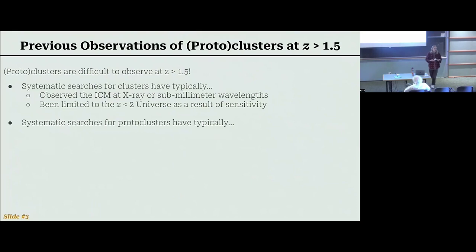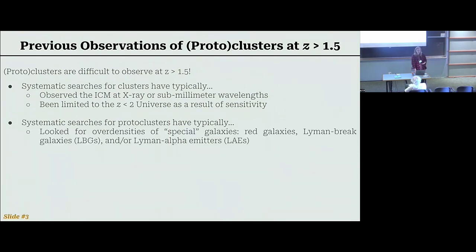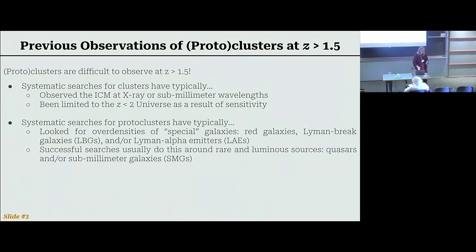Systematically searching for protoclusters relies on different things. And just so we're on the same page, when I say protocluster, I'm referring to this extended overdensity of galaxies beyond redshift 2 that would eventually evolve into a galaxy cluster by redshift 0. So when you look for these things, you typically look for overdensities of galaxies, typically special ones: red galaxies, submillimeter galaxies, Lyman breaks, Lyman alpha emitters. And people have typically searched for these around rare and luminous sources, such as quasars or submillimeter galaxies, since these things are expected to live in the most overdense regions of space.